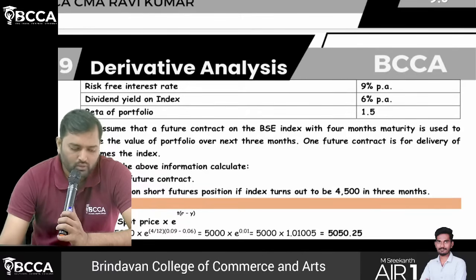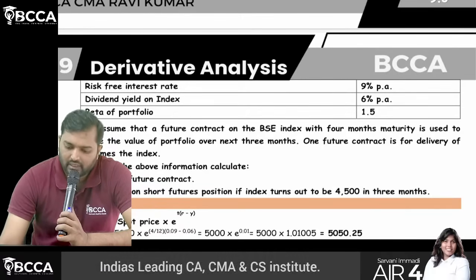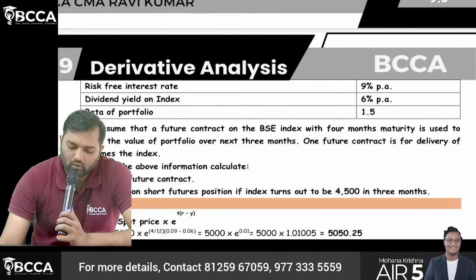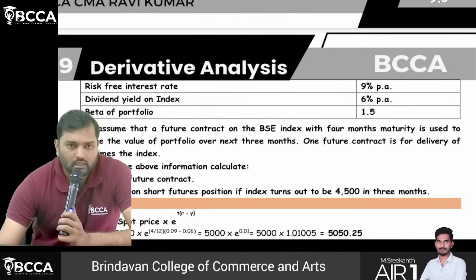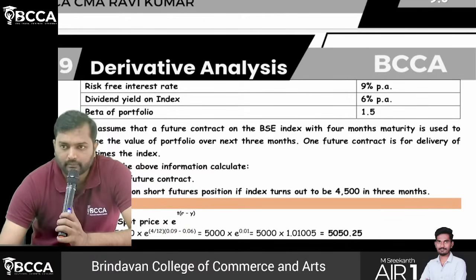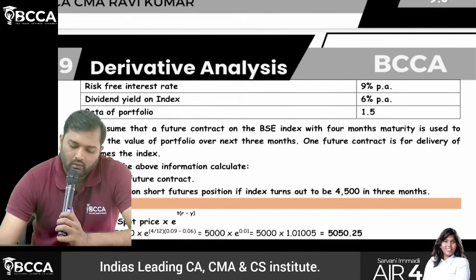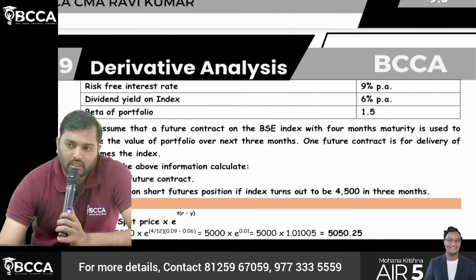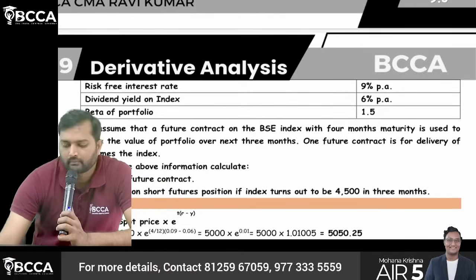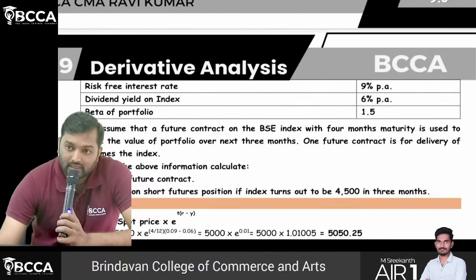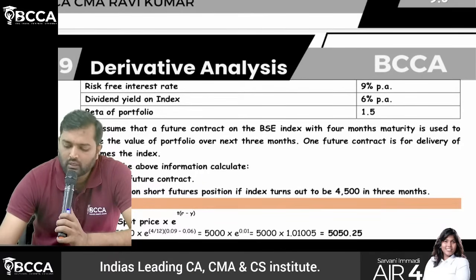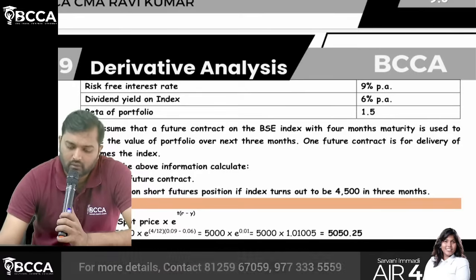We assume that a future contract on the BSC index with 4 months maturity is used to hedge the value of a portfolio over the next 3 months. Because of this sentence, the answer has differed between the CA and CMA material. One future contract is for delivery of 50 times the index.